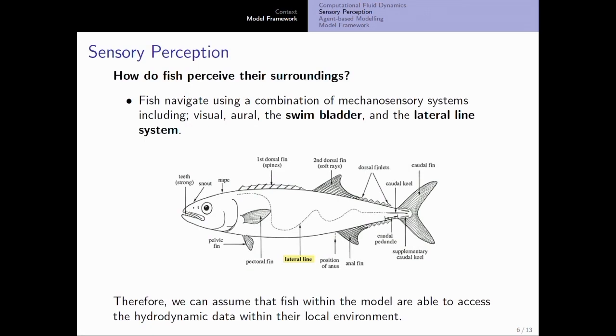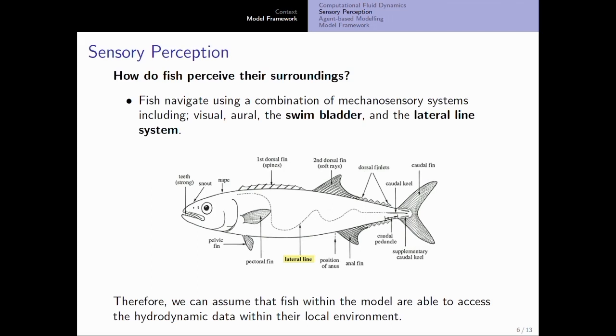And then the swim bladder is an interesting organ that passively changes its volume based on local hydrostatic pressure, so we can really just think of it as a depth sensor. And then they also have the super interesting lateral line system, which is this squiggle along the side of the fish. And that's a series of pressure sensors. And that series of pressure sensors will allow the fish to infer pressure gradients along the side of its body.